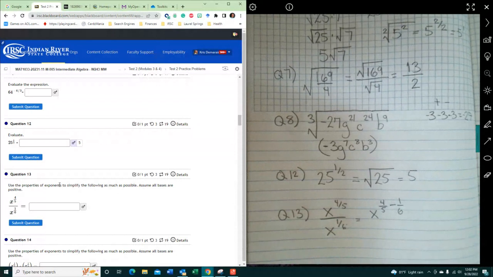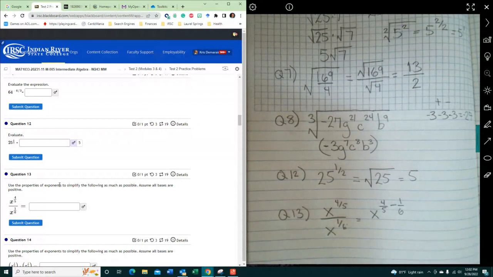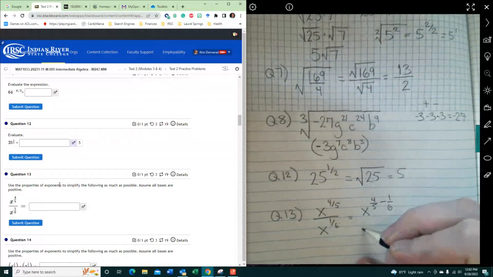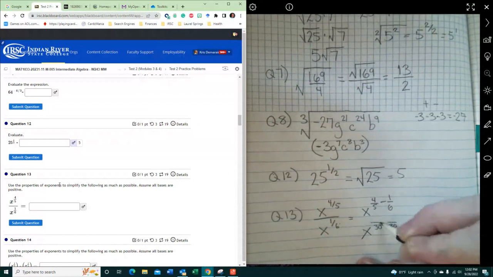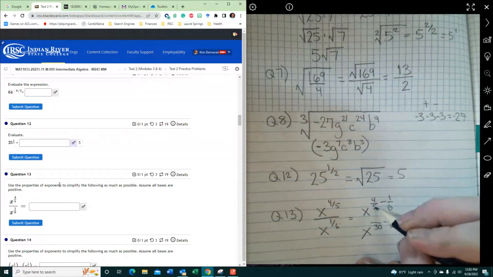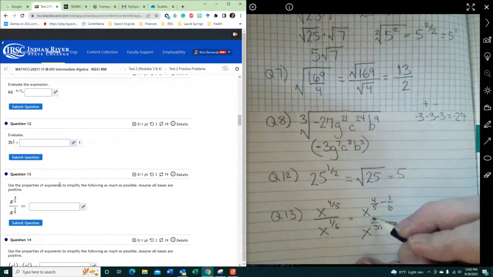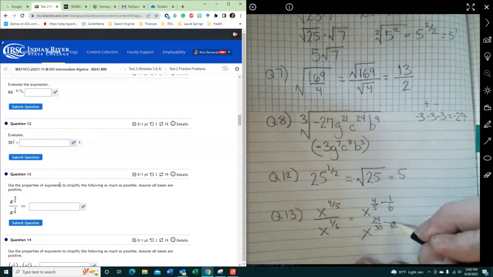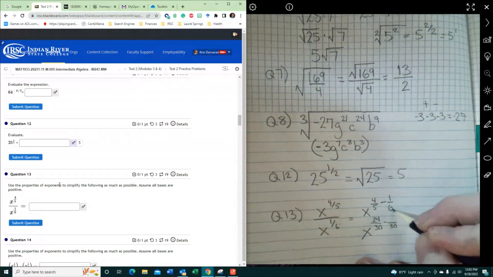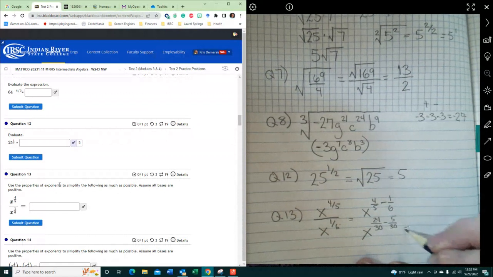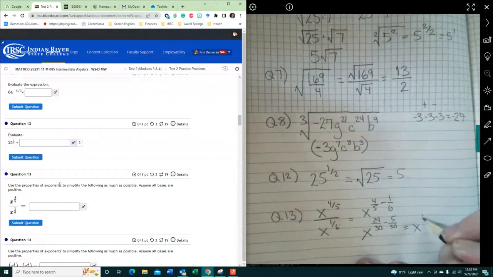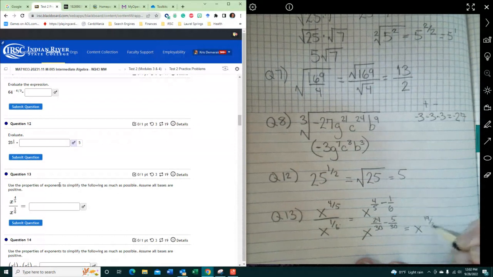Now, we need a common denominator, and that would be 30. All right, so when we come up with 30 as our common denominator, we ask ourselves, well, 6 times 5 is 30, so 6 times 4 is 24. And then 5 times 6 is 30, so 5 times 1 is 5. And then you go ahead and subtract. Well, 5 taken away from 24 is 19. So our answer is going to be x to the 19/30 power.